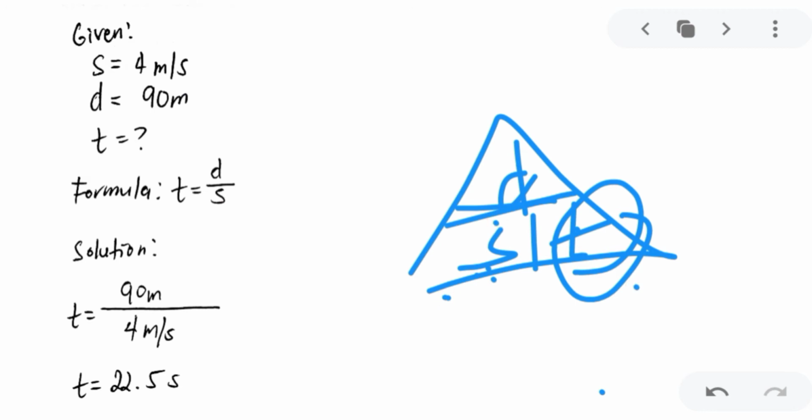So for the solution, time is equivalent to distance, and the value of distance is 90 meters. Substitute. And then the speed is 4 meters per second. As you can see here, we have meters in the numerator and also meters in the denominator, so we can cancel that. Law of exponent. You will be left with the second unit. And therefore, we already found the time. So divide 90 by 4. That is 22.5 seconds. And this is the answer.